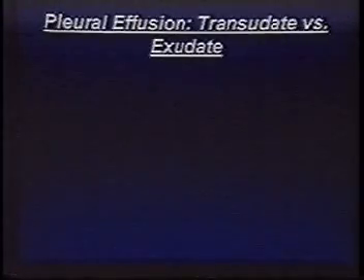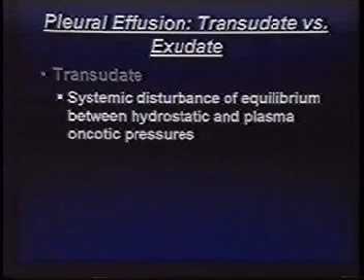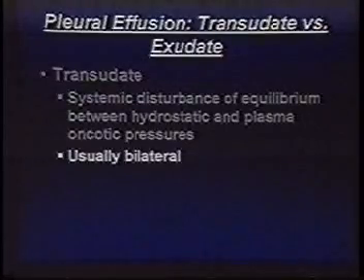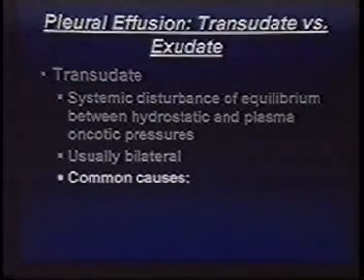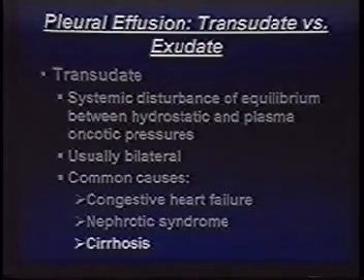The major clinical differentiation of pleural effusions is a transudate versus an exudate. Transudative fluid collections result from systemic disturbance of the hydrostatic and plasma-oncotic equilibrium. These are usually bilateral, and the most common causes are CHF, cirrhosis, and nephrotic syndrome.